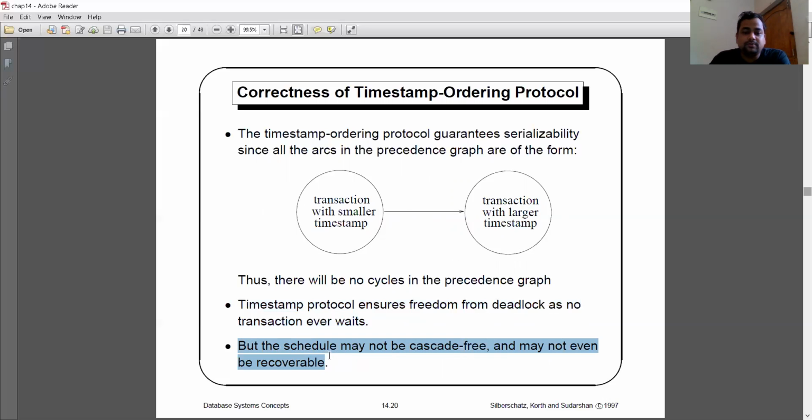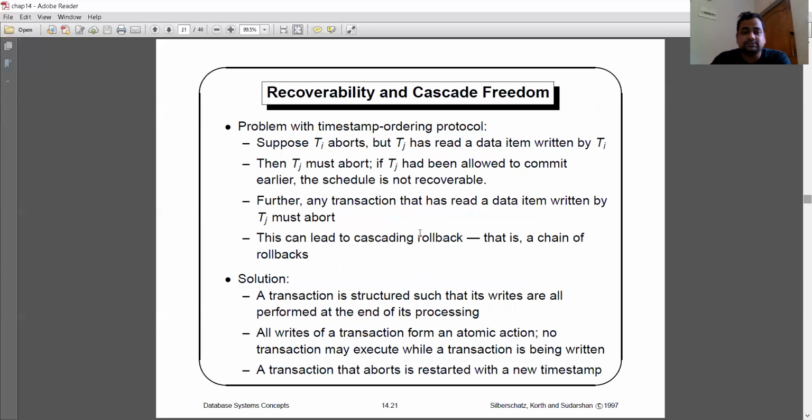But the schedule may not be cascade free or may not even be recoverable. So this is the disadvantage of this timestamp ordering. It cannot be recoverable or it cannot be cascade free. But it gives serializability and it is free from deadlock conditions. Okay. Now the question is, what are the issues associated with this timestamp ordering: recoverability and cascade freedom.